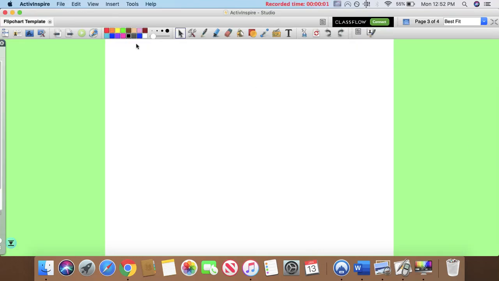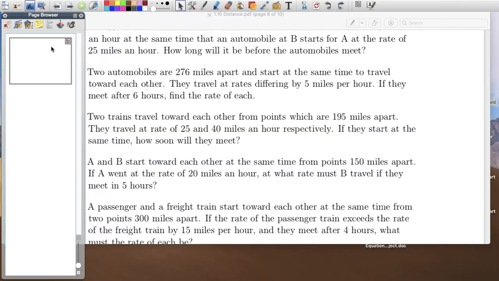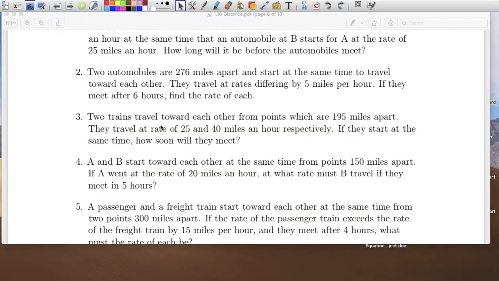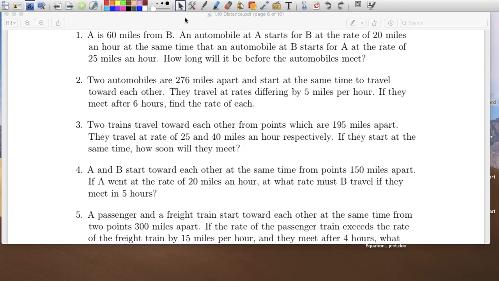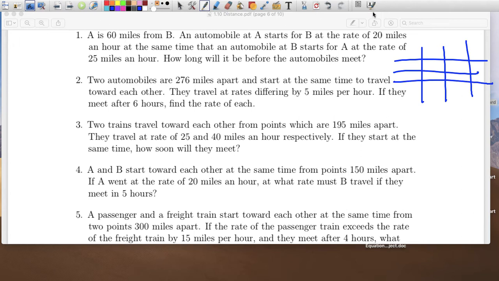All right, so question 2. I think the most important thing is creating a table. Once you create a table and the information is set up properly, the rest shouldn't be a problem. Again, don't forget distance equals rate times time. So we've got R, T, and D over here.